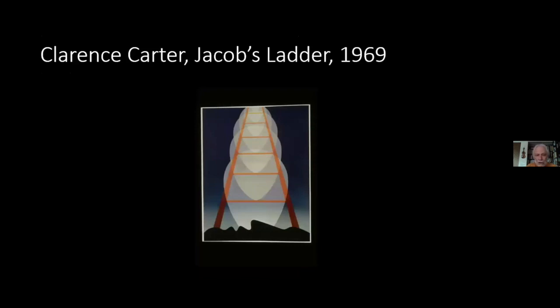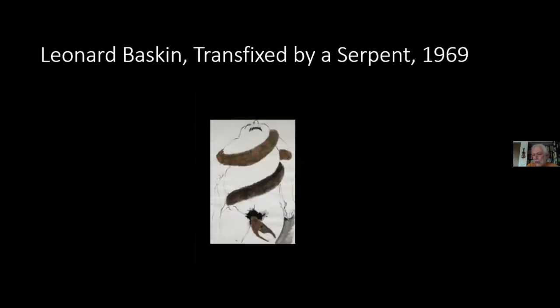And Clarence Carter, Jacob's Ladder, takes on a subject of biblical thing, but also interprets it in a much more personal and abstracted way. Leonard Baskin was known as a painter and a printmaker, and he did a lot of subjects based on Dante's Inferno. And here, this is one of the scenes from one of the cantos of the Inferno, and the serpents that wrap themselves around and torture the damned.